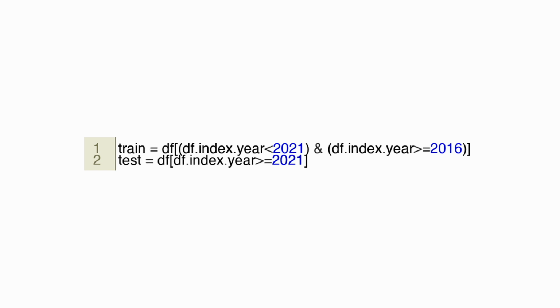The second line, test equals df[df.index.year >= 2021], does something similar but selects only rows where the index year is greater than or equal to 2021. This creates a subset of the original data frame containing only data from the year 2021. Overall, this code is likely being used to split the original data frame into 2 sets, a training set and a test set, to be used for training and evaluating a machine learning model. The training set will be used to train the model, while the test set will be used to evaluate the model's performance on new data.